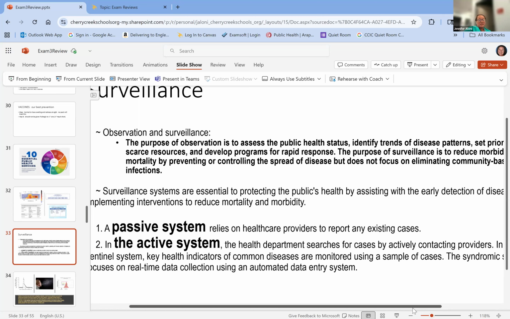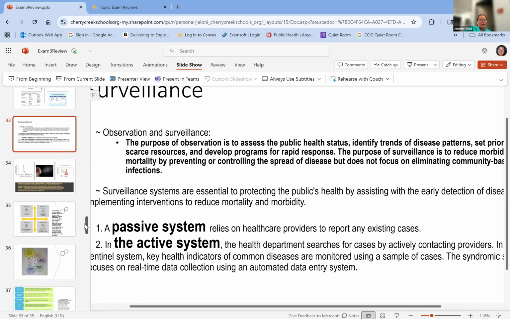We have the passive system, where we wait for healthcare providers to report information to the health department, and then we have the active, where the health department goes out and has nurses figure out what's going on. That's how we do our observation and surveillance, okay?